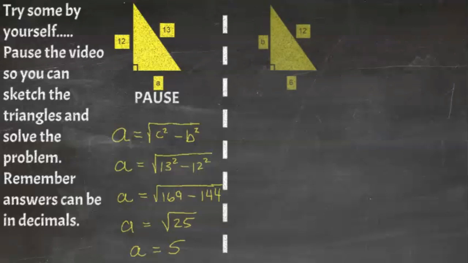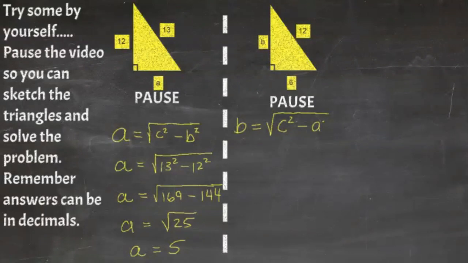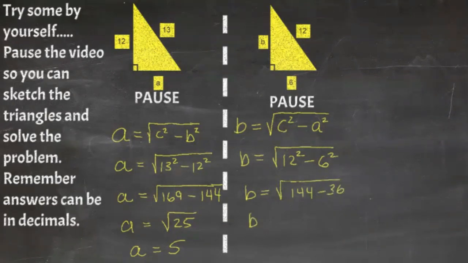Okay, this time we're missing the b term, so we need to use the b formula. Pause here so you can sketch down the triangle. So we write down b is equal to the square root of c squared minus a squared. So b is equal to the square root of 12 squared minus 6 squared. So b is equal to the square root of 144 minus 36. And b is equal to the square root of 108. And then that makes b equal to 10.39. Again, rounding to the nearest hundredth.